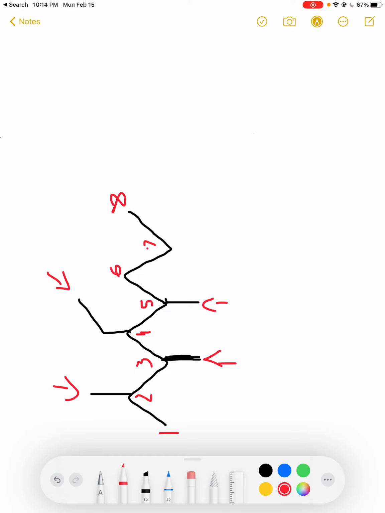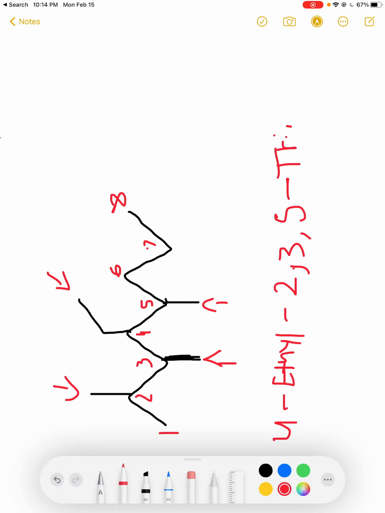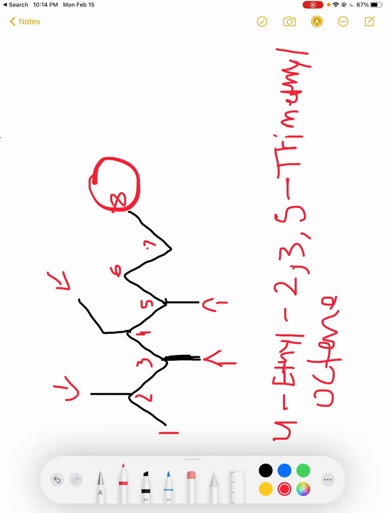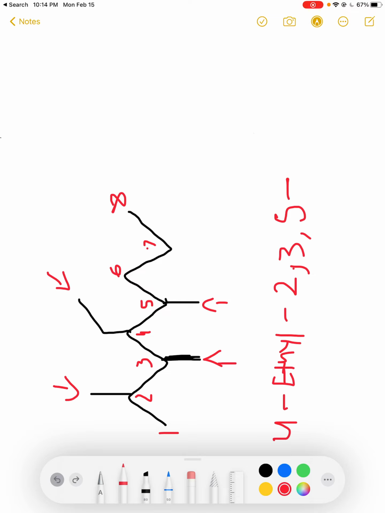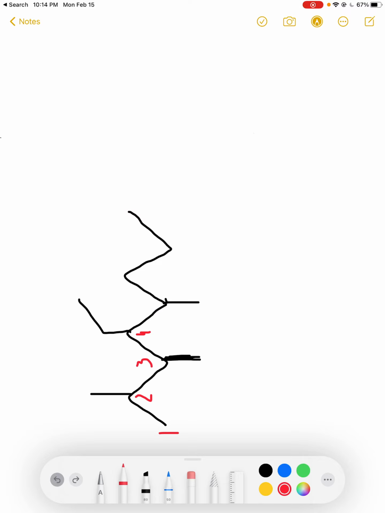So remember the alphabetical order. This tells me it's going to be 4-ethyl-2,3,5-trimethyl, because there are 3 methyls in there, trimethyl. And remember, we said the mother name was 8, so it's going to be octane. And that was for that structure. Now I'm going on to the second part she wanted us to do, I believe, which was, 1 second.